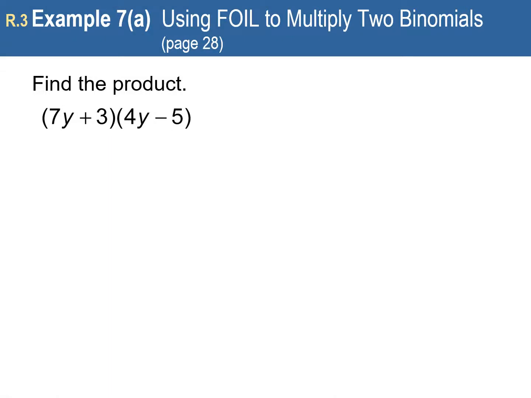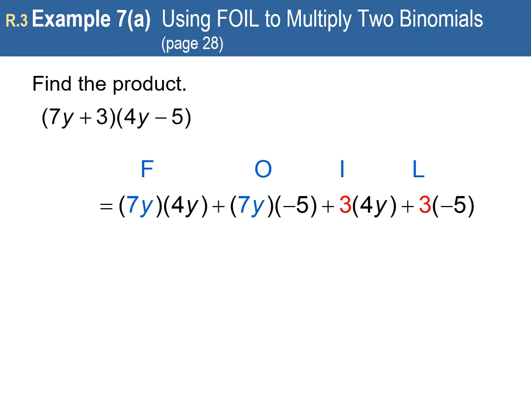You can use FOIL to multiply two binomials. FOIL, remember, stands for front, outside, inside, last. So the front terms are 7y and 4y. The outside terms are 7y and minus 5. The inside terms are 3 and 4y. And the last terms are 3 and negative 5. So this becomes 28y squared minus 22y minus 15.